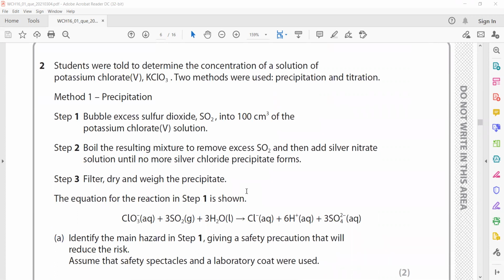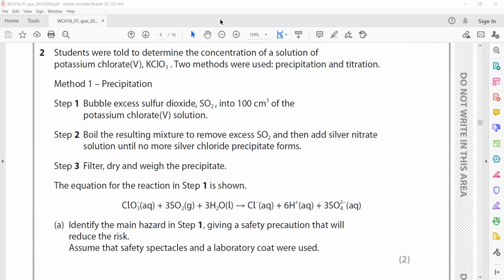Students, question 2. Students were told to determine the concentration of a solution of potassium chlorate. Two methods are used, precipitation and titration. The first method is precipitation. We bubble excess sulfur dioxide into 100 cm cubed of potassium chlorate and then boil the resulting mixture to remove excess sulfur dioxide, then add silver nitrate until no more silver chloride precipitate forms. Filter and dry, and write the equation.